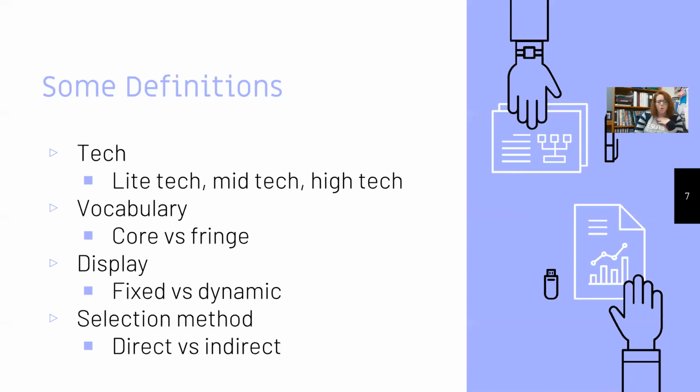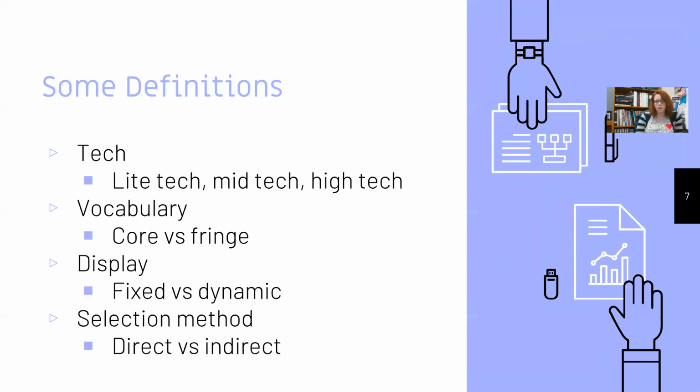Vocabulary. Core vocabulary versus fringe vocabulary. Core vocabulary is what we call words that we use all the time. And that's usually where we start with kids with AAC, is with that core vocabulary. So for example, some things that might be considered core vocabulary would be common verbs like play, run, go, things like that. Asking for more, please, thank you, those kinds of things.